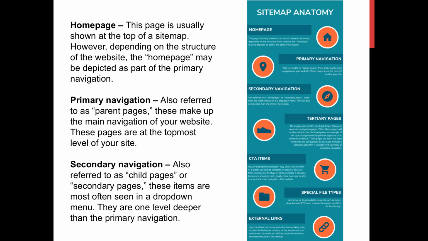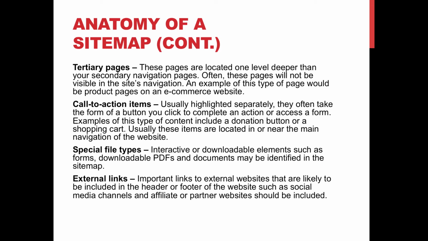Secondary navigation, also referred to as child pages or secondary pages. These are most often seen as drop-down items, so a drop-down menu. They're one level deeper than the primary navigation. Tertiary pages are often located one level deeper than your secondary. Often these pages will not be visible in the site's navigation. An example of this would be product pages on e-commerce. So if I said, hey, I saw a product, can I get more information? This becomes a child page.